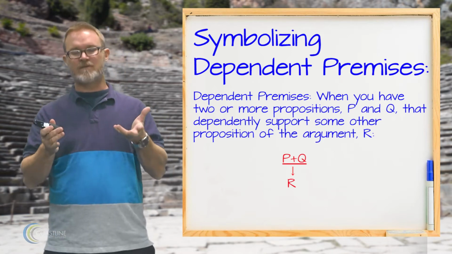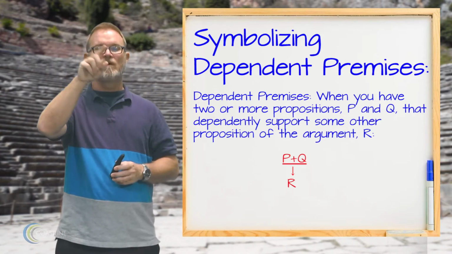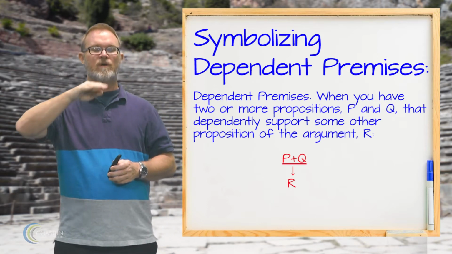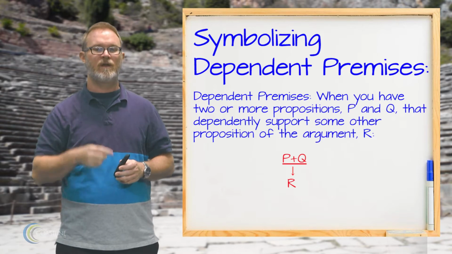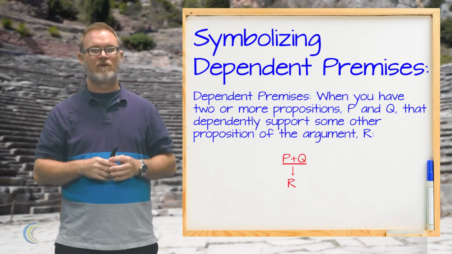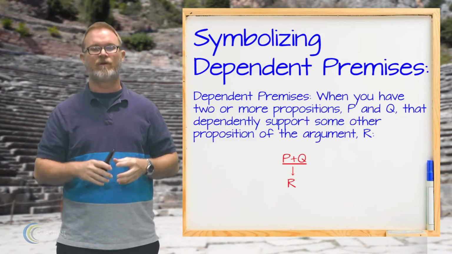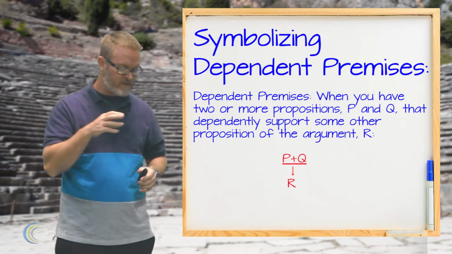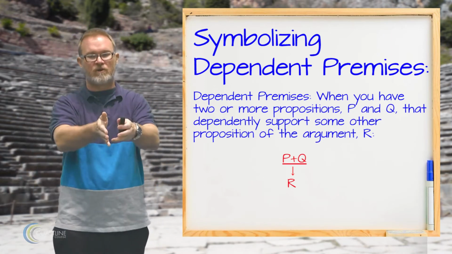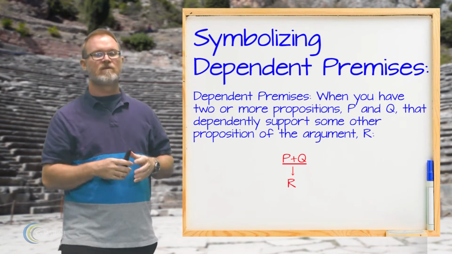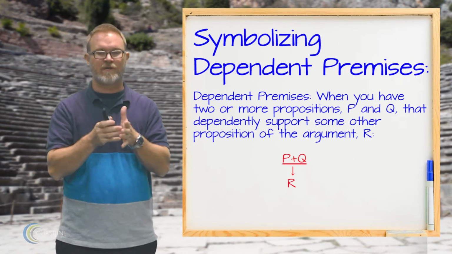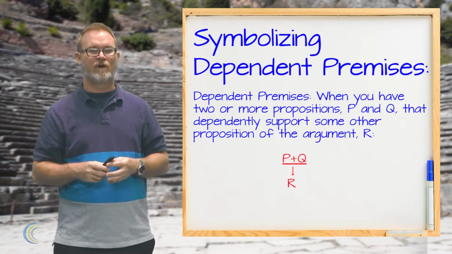In this case, I would symbolize it with a P plus Q, and then I underline it a bit, and then you have an arrow down to R, both from P and Q. Not individually, but together. So what we have is a P plus Q down to R, and that just tells us that P and Q are together dependently supporting R.